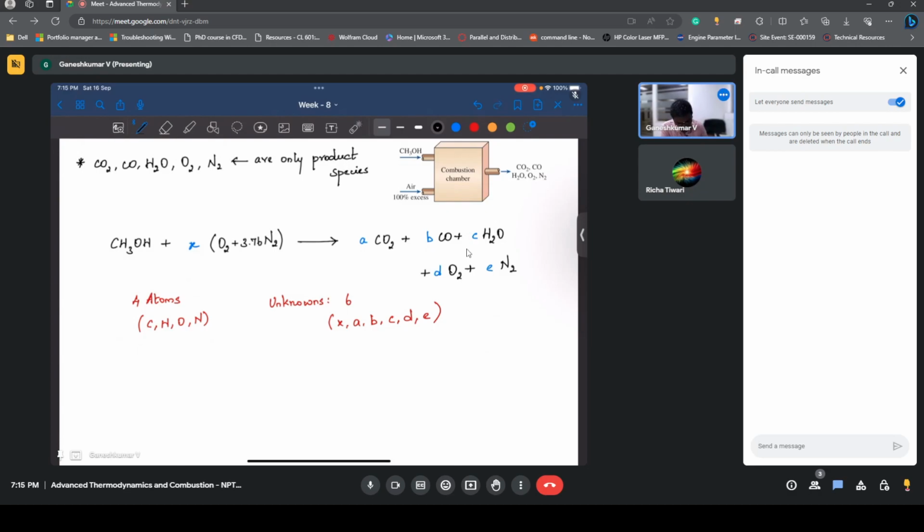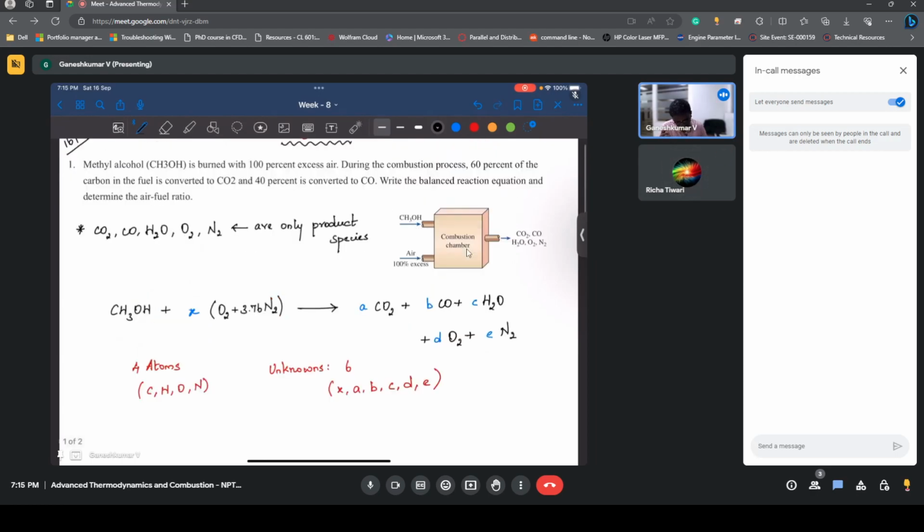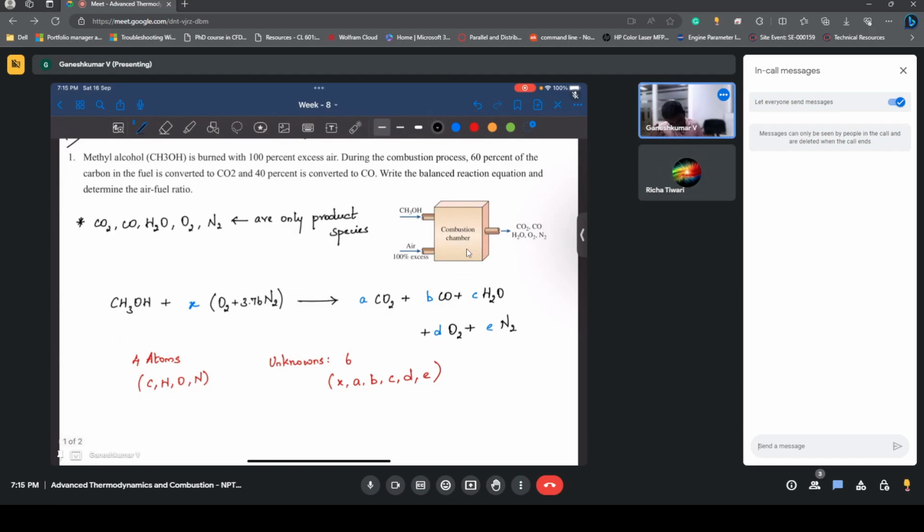So how do we do it? If you look carefully in the question, during the combustion process, 60% of the carbon in the fuel is converted to CO2 and 40% is converted to CO. So this is the clue. Based on that, we can find the other two unknowns. But before that, we need to find this X, because we said it's 100% excess. So we need to find this X first.